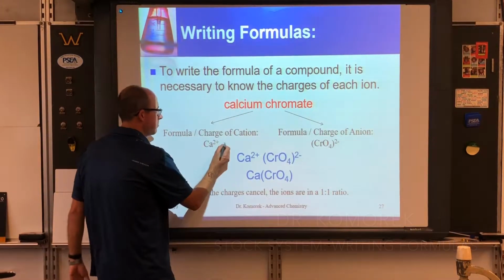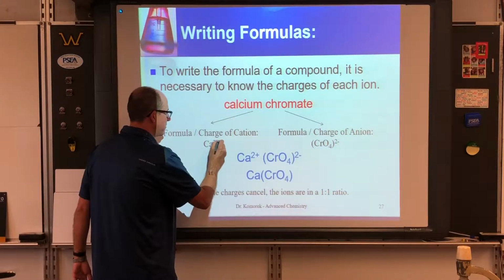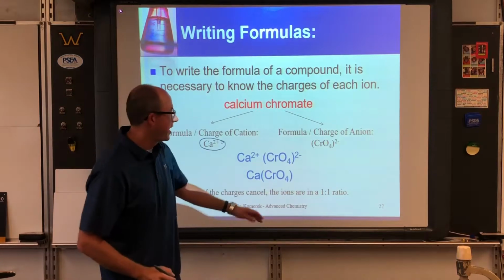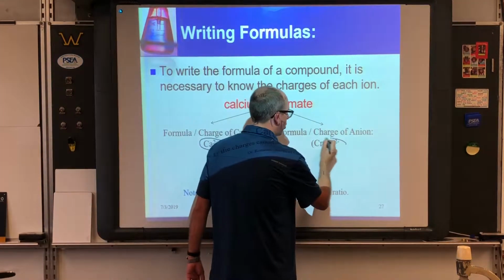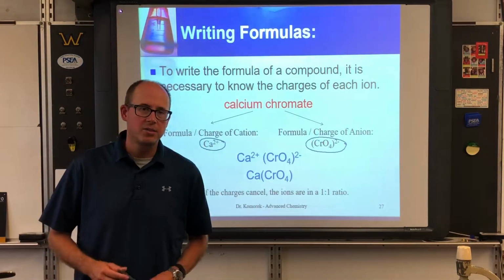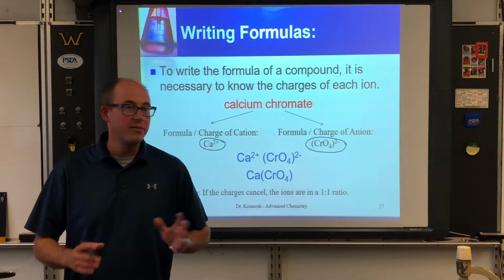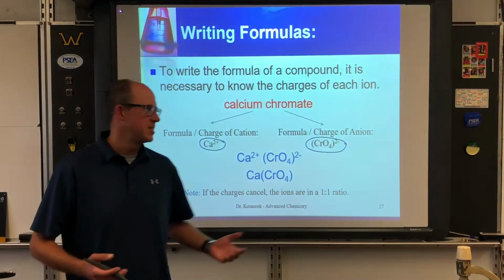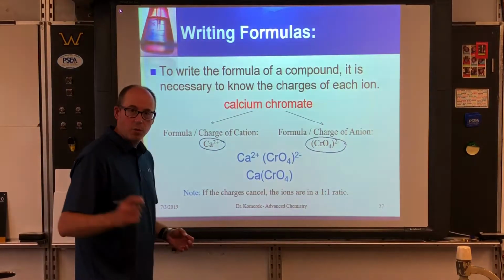Calcium has the symbol of Ca and a charge of 2+. Chromate has a symbol CrO4 and a charge of 2-. Remember, ionic compounds are neutral, which means all of the ions that make them up will always add up to 0.